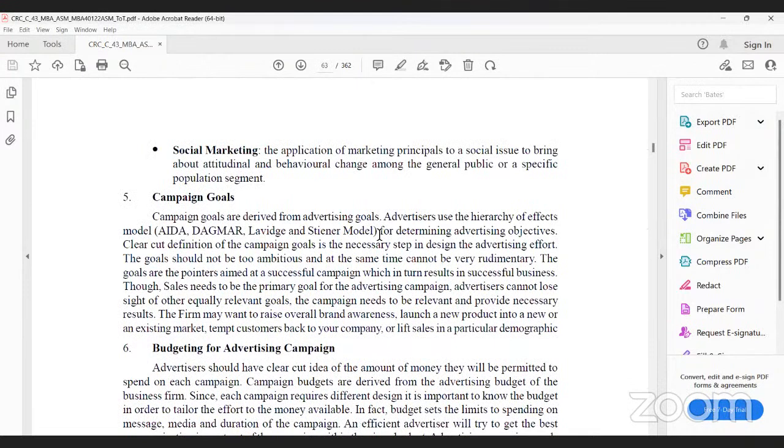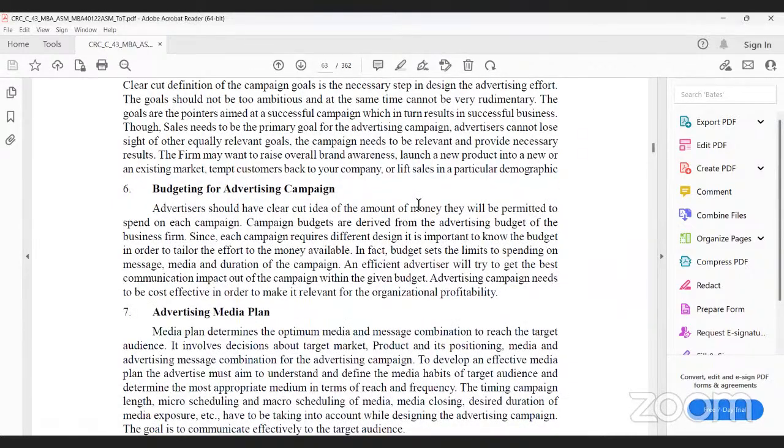So campaign goals. Earlier also we discussed, it is very clear that the company wants to promote its sales, and the company's product positioning is important, right? So the firm may want to raise overall brand awareness, launch a new product into a new or an existing market, retain customers, or lift sales in a particular demographic.